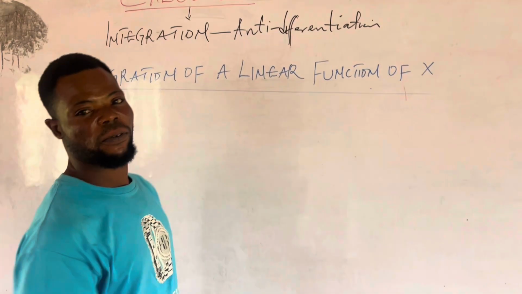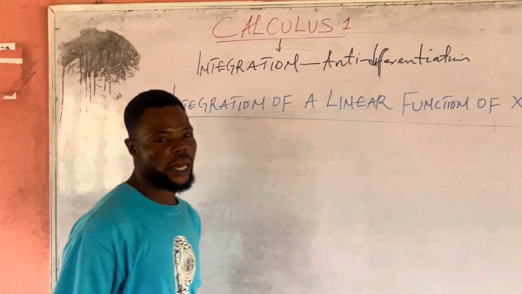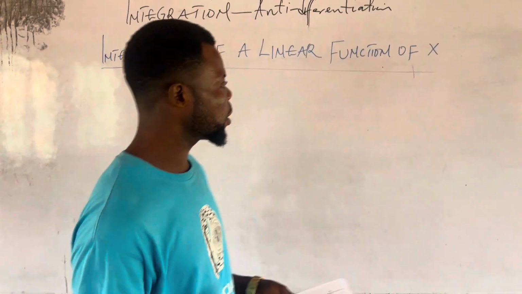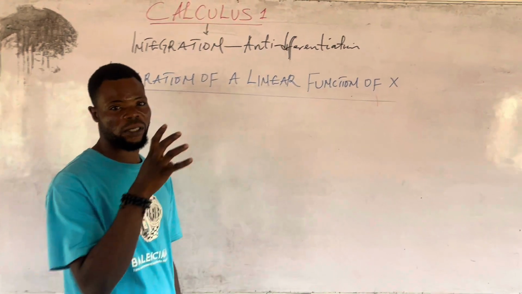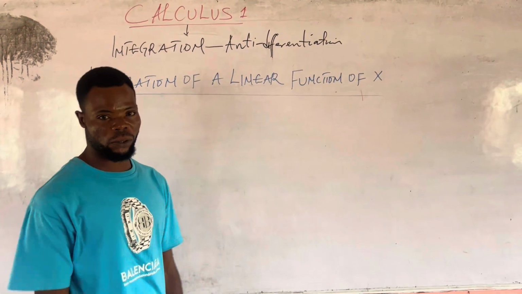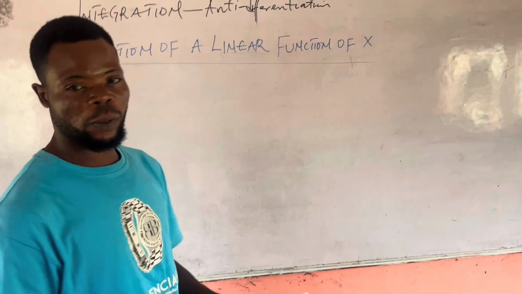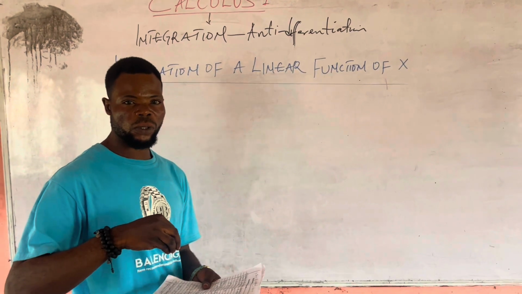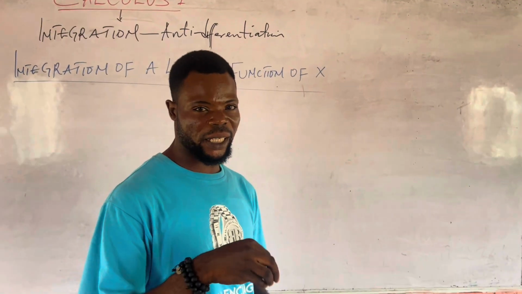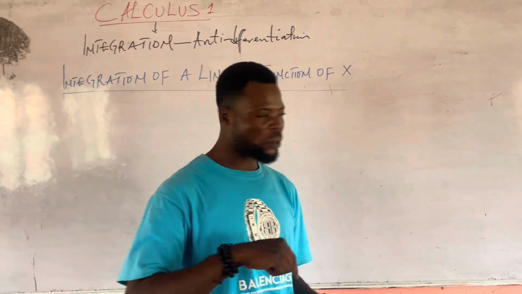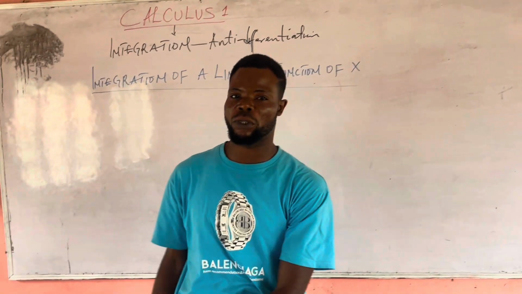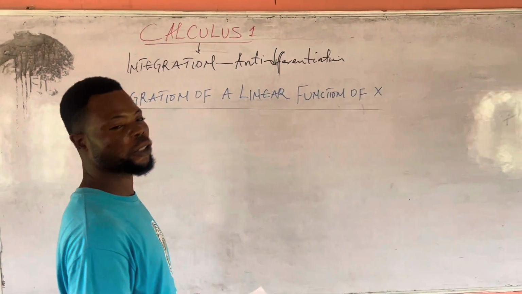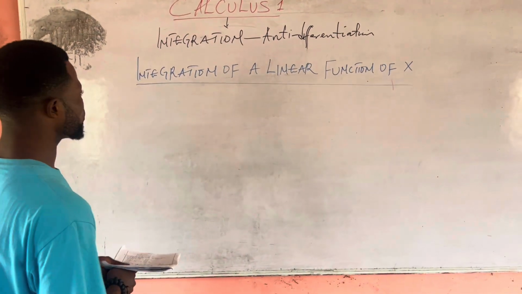Integration of a linear function of x. There are some functions that we cannot integrate directly using the method we just treated, which is for polynomial functions. But we can substitute to replace x in this function, and it will take us back to that polynomial function we just integrated, and we can now use the polynomial rule directly and then replace our substitution.